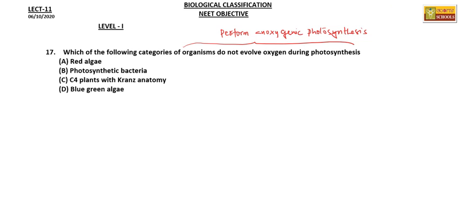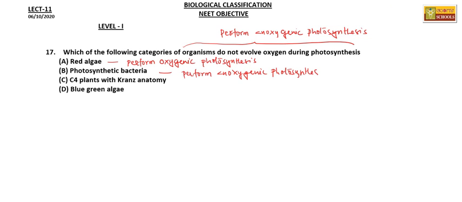Red algae. So red algae, they are plants and they perform oxygenic photosynthesis. And coming to photosynthetic bacteria, so they perform anoxygenic photosynthesis. And then the C4 plants with the Kranz anatomy, they also perform oxygenic photosynthesis. So oxygenic photosynthesis means there will be release of oxygen in the process of photosynthesis.